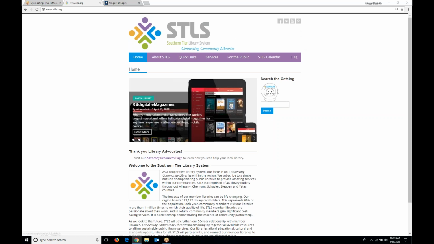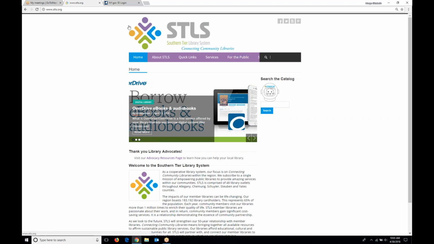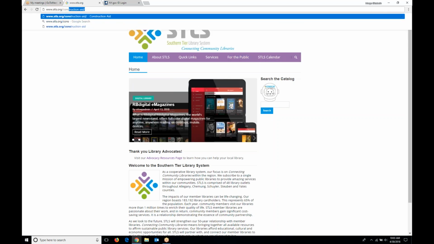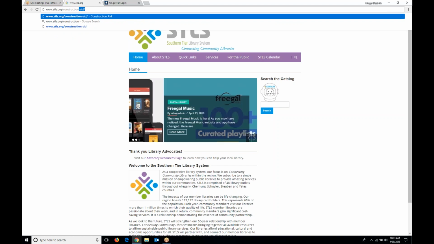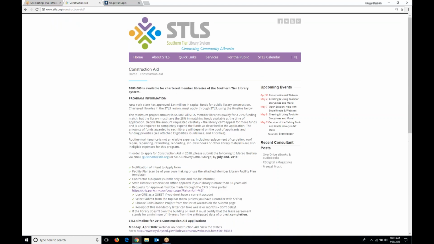So you can either use this search bar here and type construction aid. Oh, here we are. Or you can use your address bar and type construction hyphen aid. That'll bring you to the construction aid website. Here's where all of our construction aid information lives.